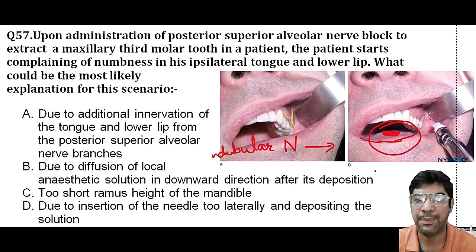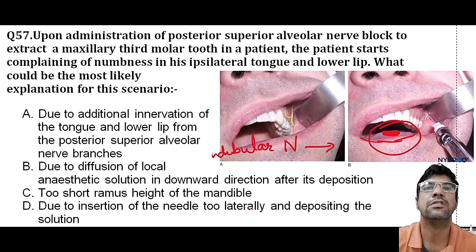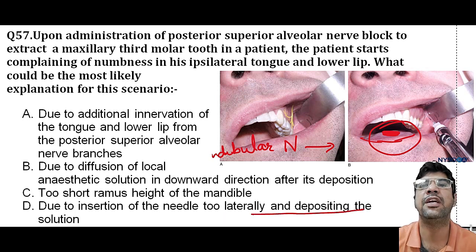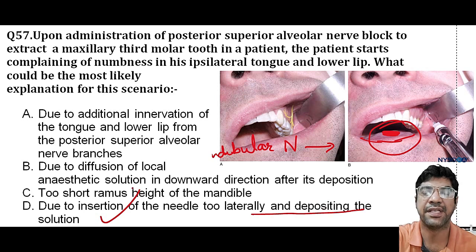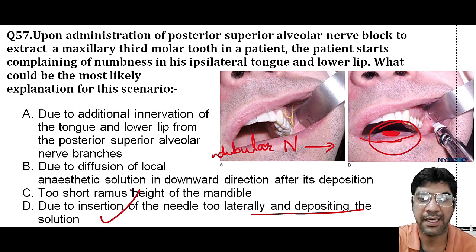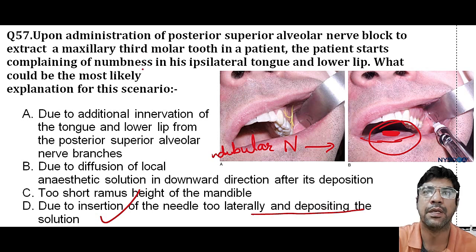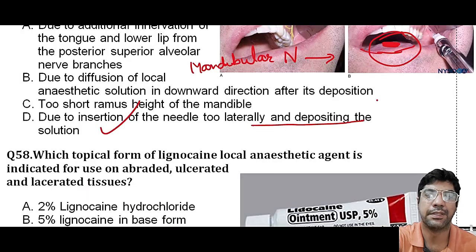So that can lead to unintended numbness in these regions. Precise needle placement is very important to avoid affecting the nearby nerves and to provide effective anesthesia. So the insertion of the needle too laterally and depositing the solution is the right answer of choice here, as it would numb the branches of the mandibular nerve that innervate the tongue and lower lip. So that is the question here.